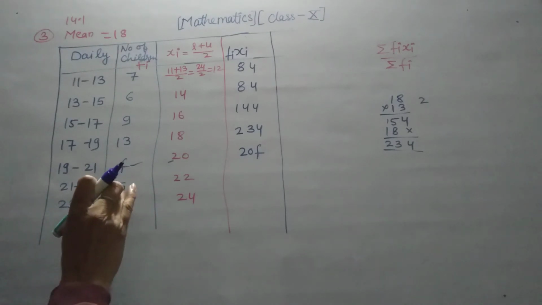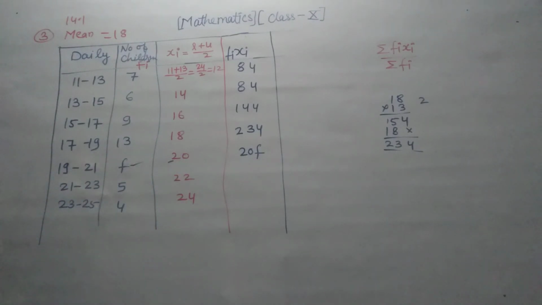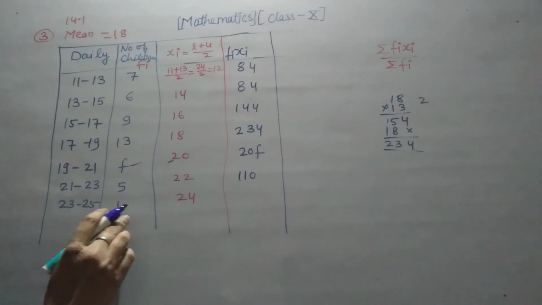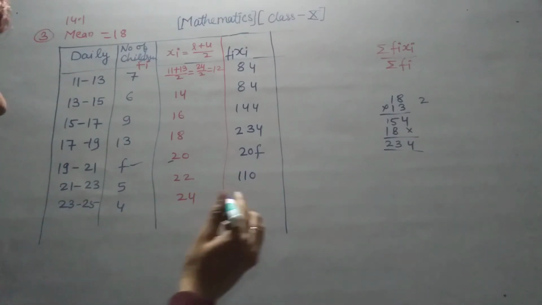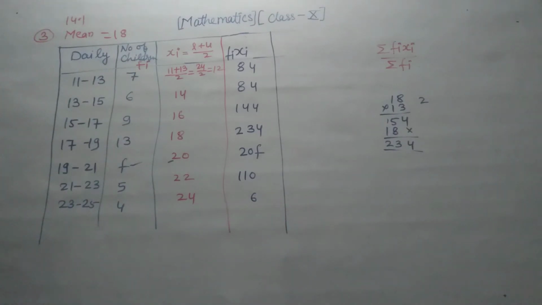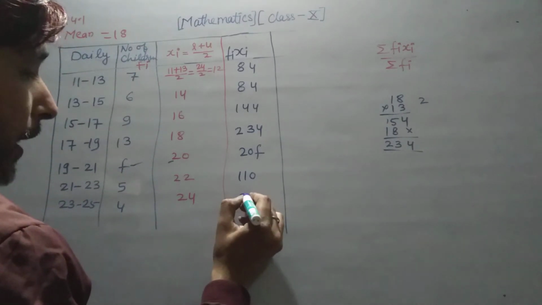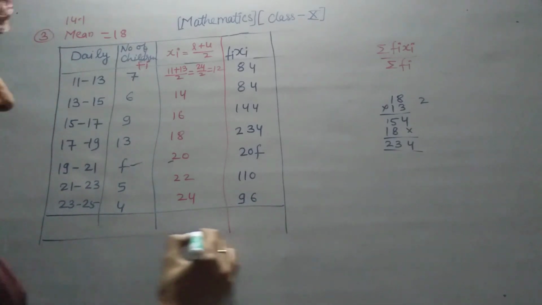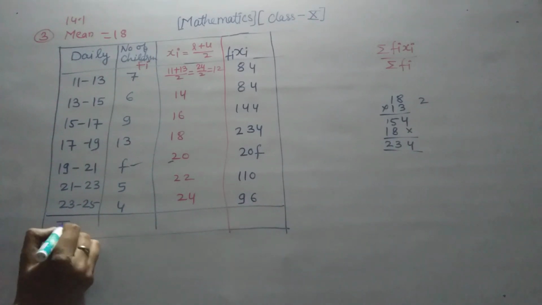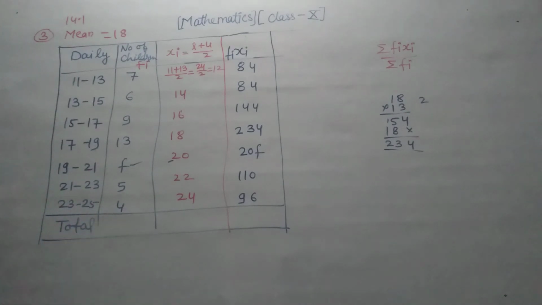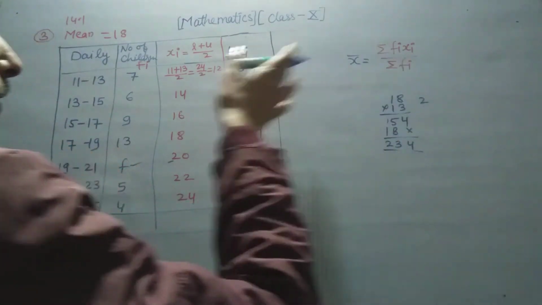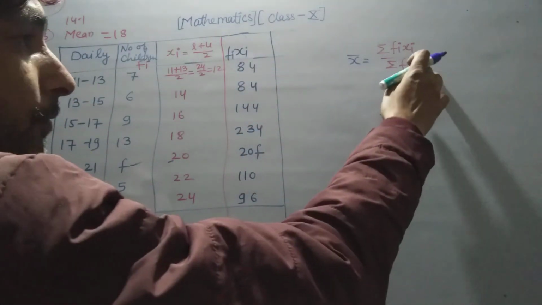And then after you have multiplied 5 into 22, and you get the value 110, multiply 4 into 24, and then you find the total of these things. Okay, so you have to find the total of these things. For finding the mean, you have to use this formula.